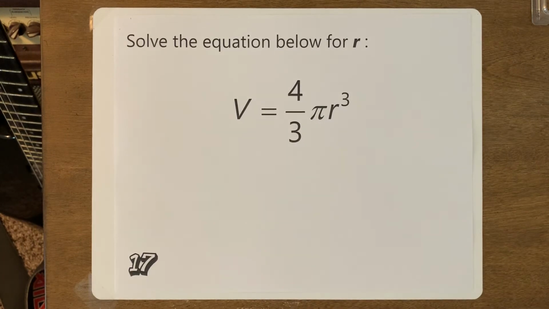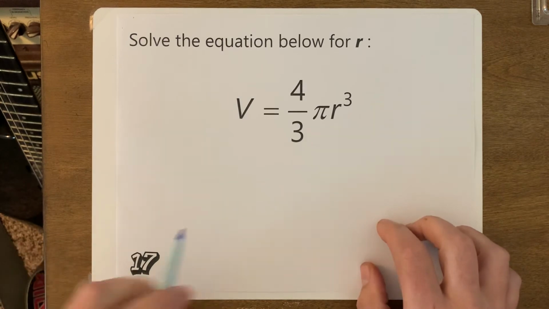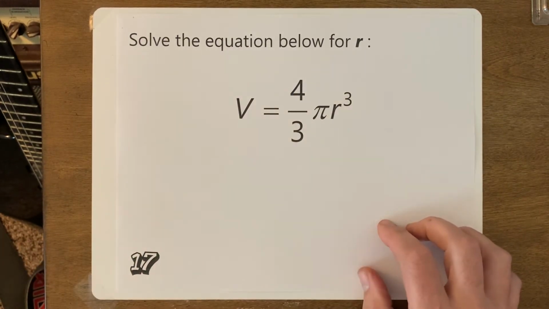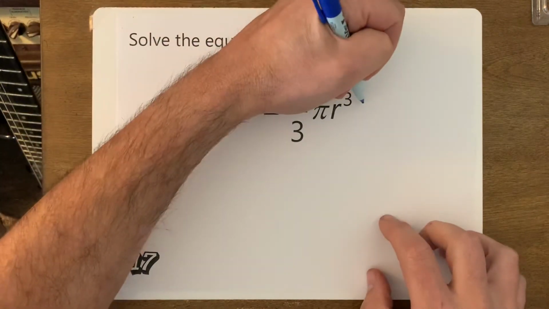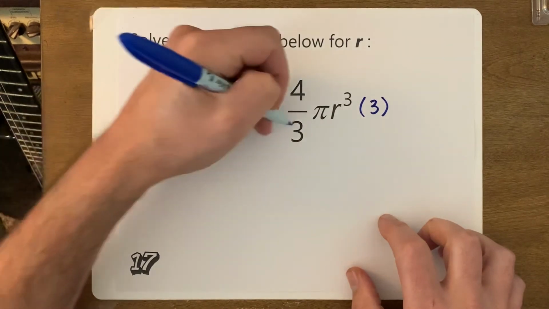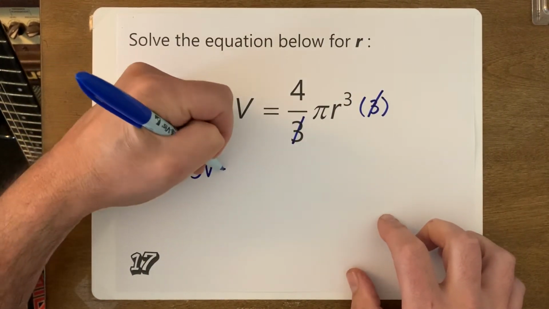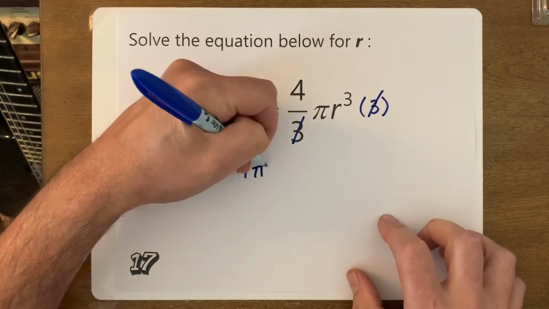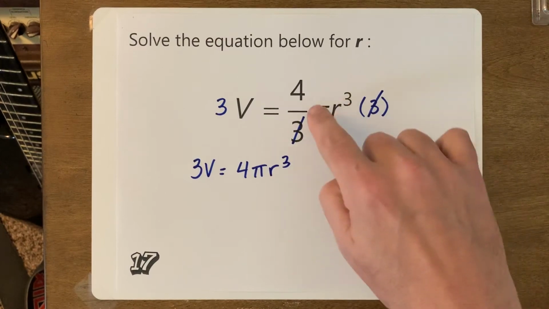Okay, next example. Very similar, but this time we have v is equal to 4/3 pi r cubed, and you see I like using geometry formulas because they're very common. And so I want to get rid of the 4/3 first, and actually I don't really have to do that. I can really just multiply both sides by 3, cancel those two guys out, and now I have 3v equal to 4 pi r cubed, because that 4 is in the numerator, and so is this.